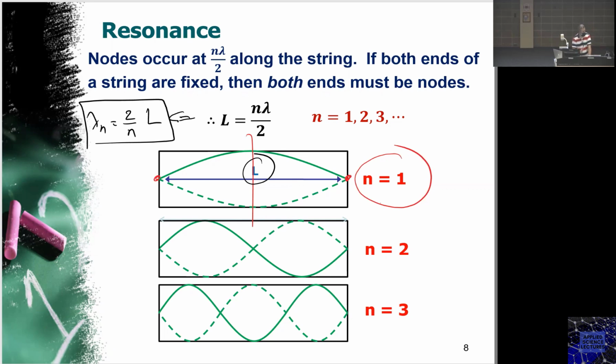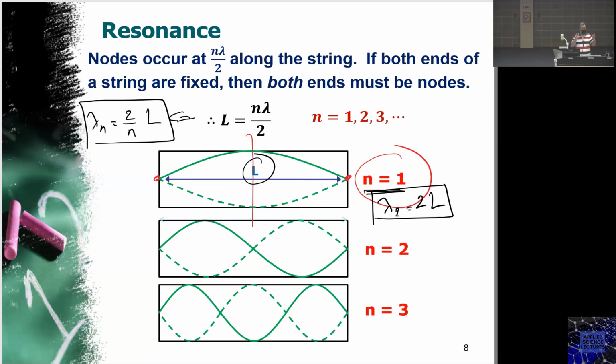So as I said, if you have one antinode, this means this is the fundamental frequency. This is n equals 1. So if you want to calculate the wavelength for the fundamental frequency, then you substitute n with 1, and then lambda 1 would be 2L. This agrees with what we have discovered earlier.